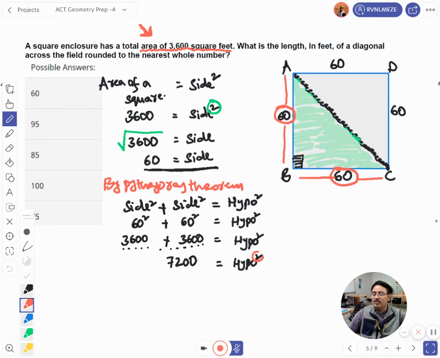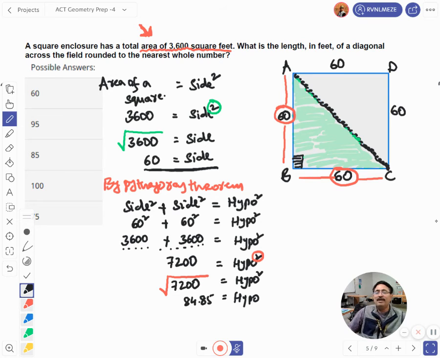Several times I told you, if you want to eliminate the square, you have to take the square root of this one. So what is the square root of this one? 60 times root 2. Let me compute the square root of 7200. I got 84.85.